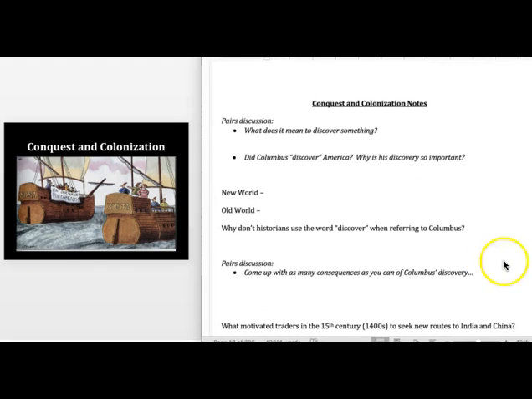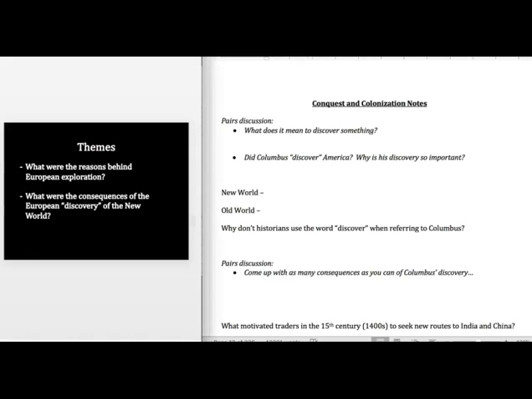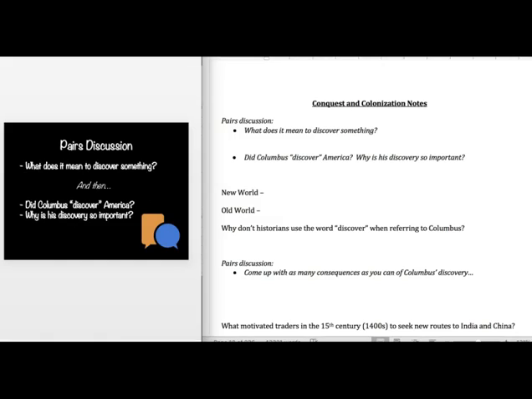Then I have my PowerPoint right here. When they come to class, they'll see this opening page with the big themes, and then we open with a pairs discussion. Built into my notes, I have pairs discussions and small group collaborations. These are times when I stop talking and they join together, and then we come back and talk about it. I've built that not only into my PowerPoint, but also into the notes.